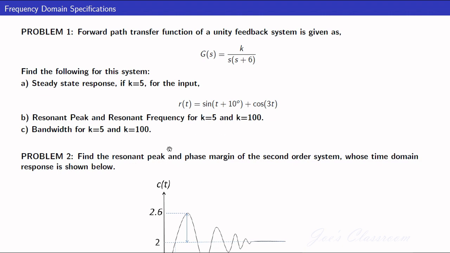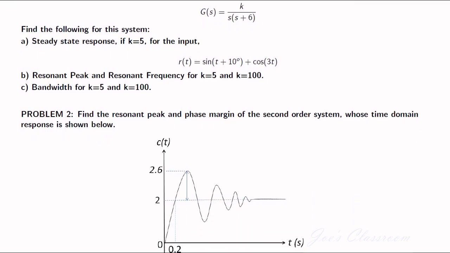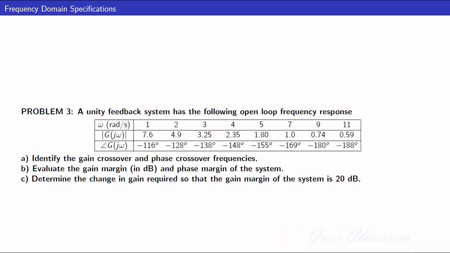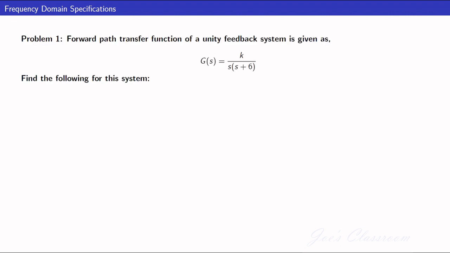Problem 2 is on the correlation between the time domain specifications and the frequency domain specifications. And problem 3 is on calculating the gain crossover frequency, phase crossover frequency, gain margin, and phase margin. The theoretical concepts on these problems have been dealt with in lectures 1, 2, and 3 of frequency domain analysis. So I would recommend you to watch those three videos before this one. Let us start with the first problem.